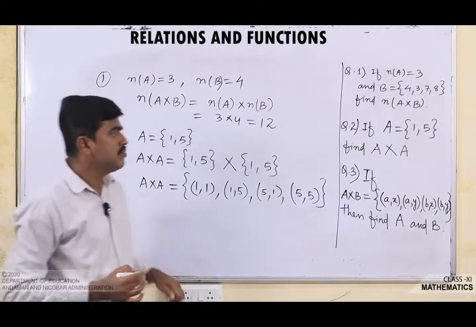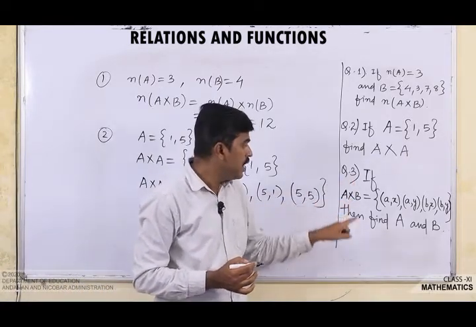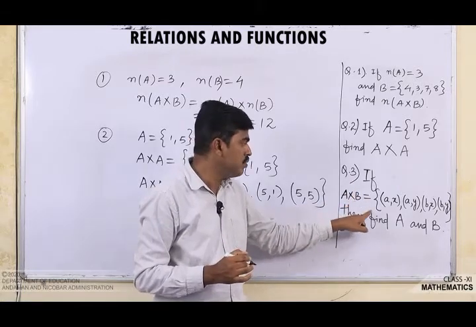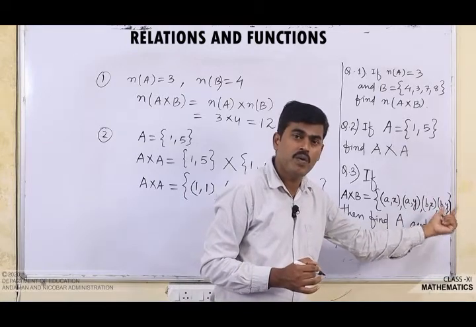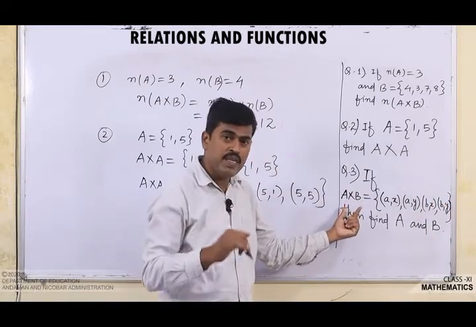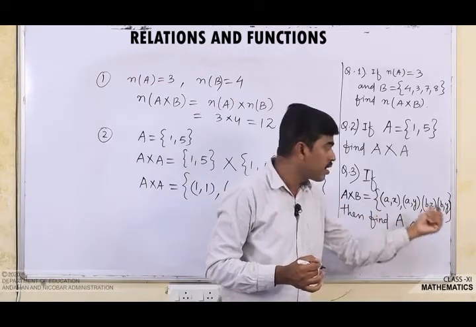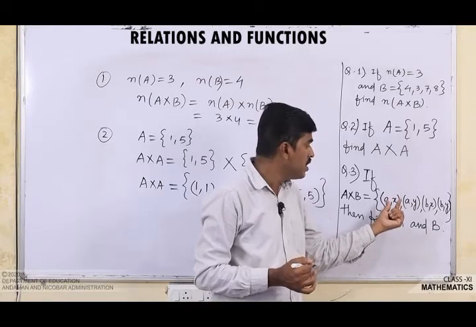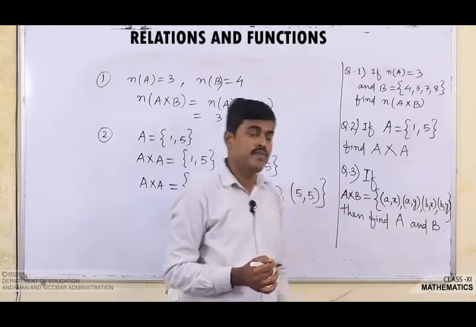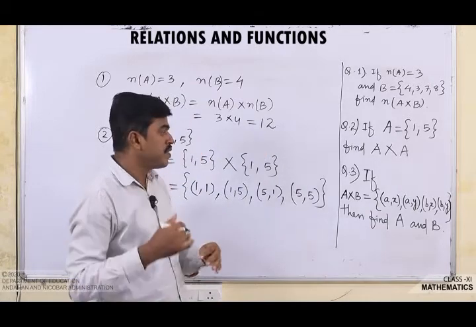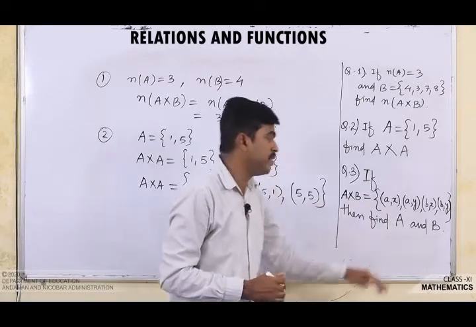Okay. Now let's move on to question number 3. What is question number 3? If A cross B = {(a, x), (a, y), (b, x), (b, y)}. So here A cross B is given to us. How many ordered pairs are there in A cross B? That is 4 ordered pairs: (a, x), (a, y), (b, x), (b, y). Then find A and B. Now we have to find the sets. That means A cross B is given. We have to find the sets A and B.